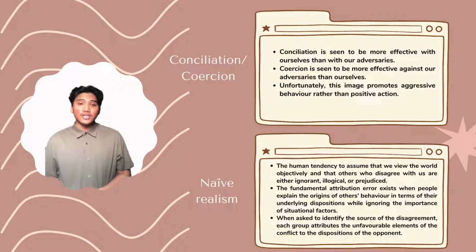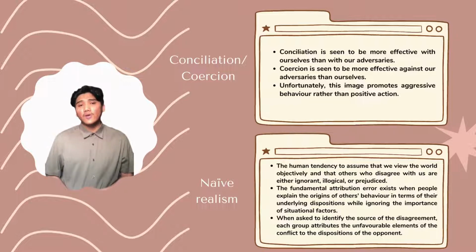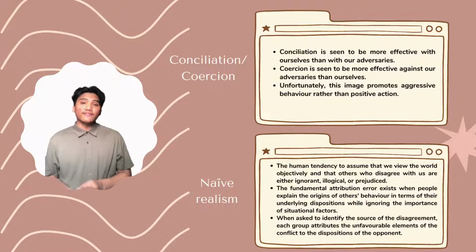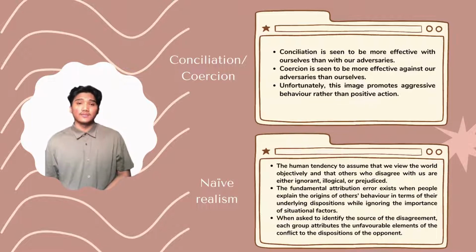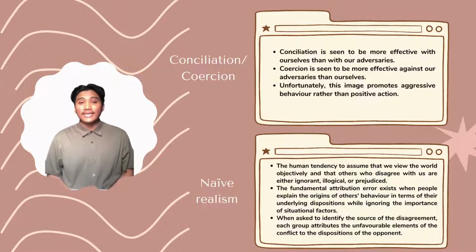The fundamental attribution error exists when people explain the origins of others' behavior in terms of their underlying disposition while ignoring the importance of situational factors. According to the fundamental attribution error, when asked to identify the source of the disagreement, each group attributes the unfavorable elements of the conflict to the dispositions of the opponent. I think that's all from me about the key challenges of intercultural negotiations.